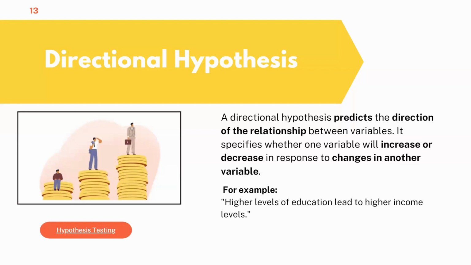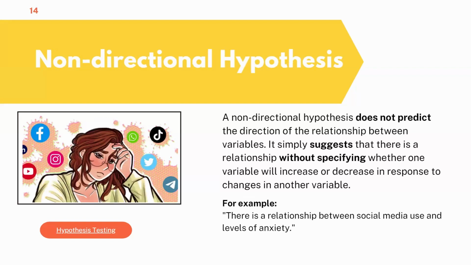So, for example, a higher level of education leads to a higher income level. The hypothesis predicts that as education level increases, the income level will also increase. It's saying that the relationship goes in one specific direction. So increasing education level causes an increase in the income level also, right? So the next one is a non-directional hypothesis.